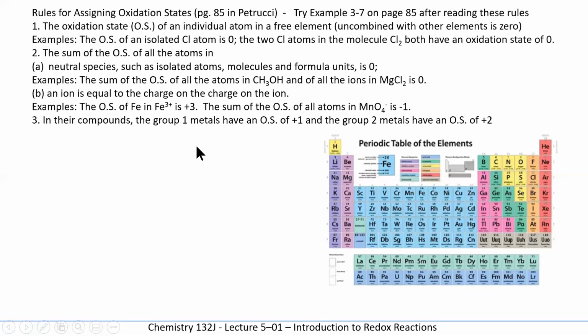Now, in their compounds, group 1 metals always have an oxidation state of +1. If they existed as a pure element, it would be 0, but in a compound, it's going to be +1. Group 2 similarly will be +2. An example here: in potassium chloride, potassium is +1, which would make chlorine -1, because the whole thing has to add up to 0. It's a neutral overall entity.